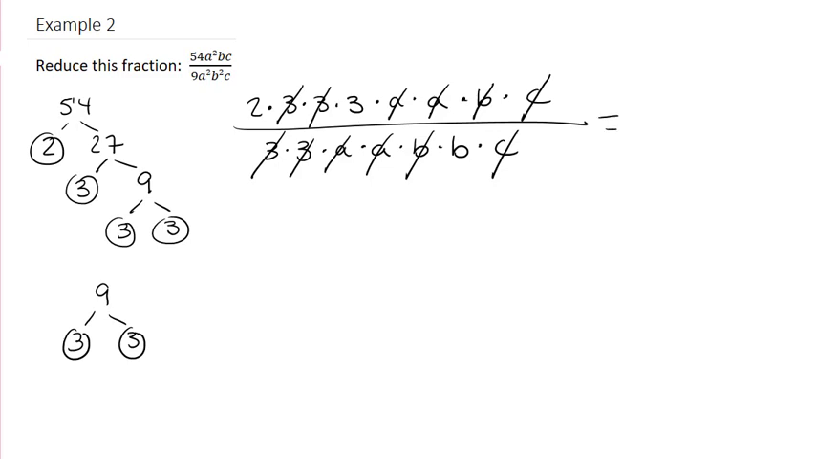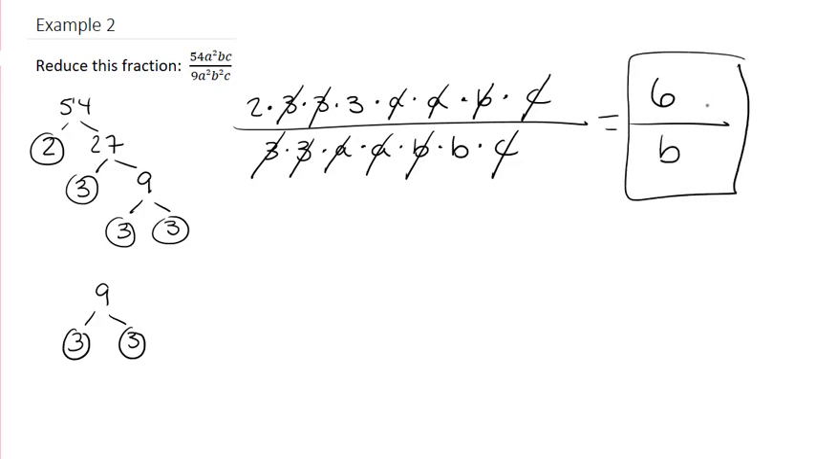So 2 times 3 is 6. And then that's all we have on the top. And then we just have b on the bottom. So we have 6 over b as our final reduced fraction.